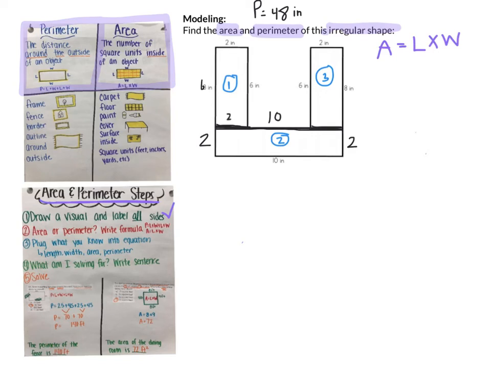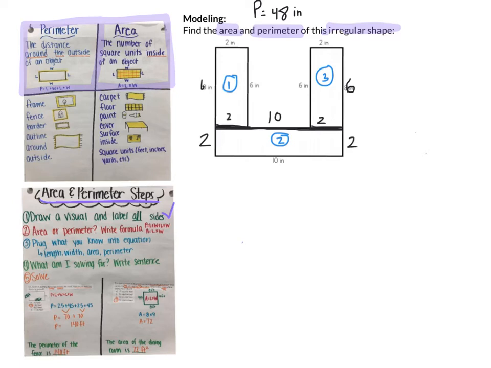Okay, now looking at our third rectangle. I know that this side length is 2, so its opposite side is also going to be 2. I know that this side length is 6, so its opposite side length is also going to be 6. So now we've got our regular shape decomposed into 3 different rectangles. Now I'm ready to solve for area. So we need to find the area for all 3 of these rectangles that we made and then add them all up to find the total area.